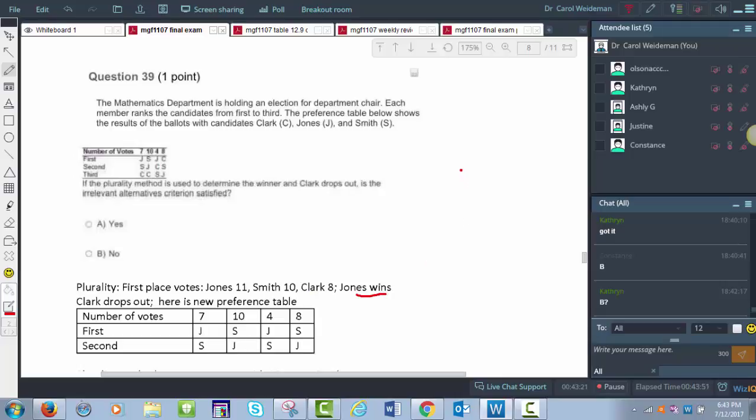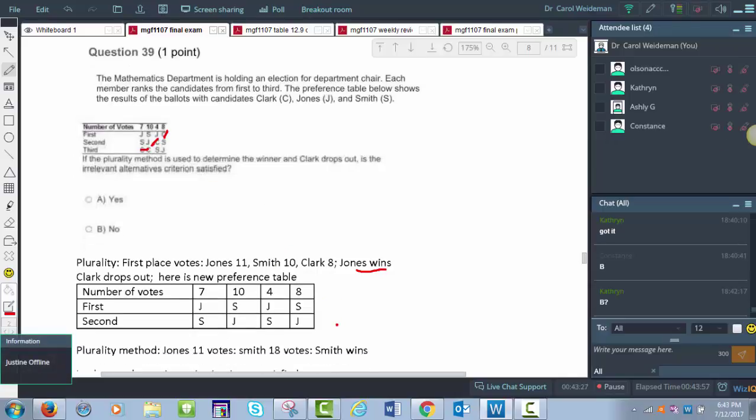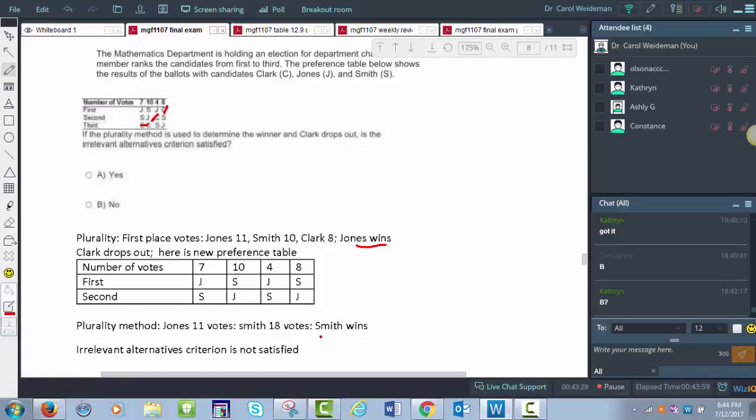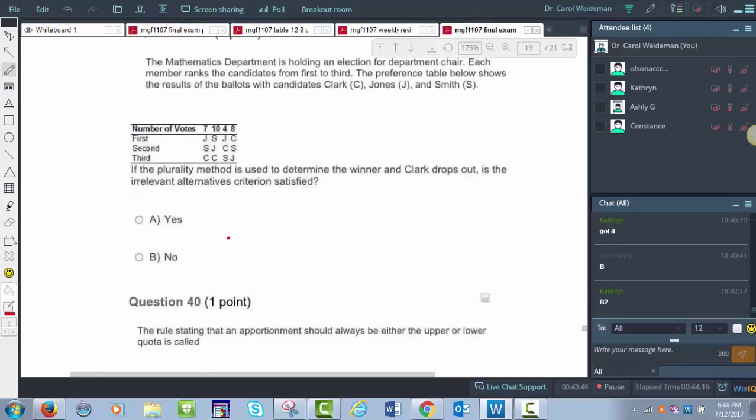Okay, Clark drops out. So you're going to go across the table and take Clark out of each column. And here's my new table. So now with the plurality method, Smith has more first place votes. So the irrelevant alternatives criterion is not satisfied in this case. Remember it said if somebody drops out, the original winner should still win. So in this case, it does not satisfy the irrelevant alternatives criterion. So that's a no.